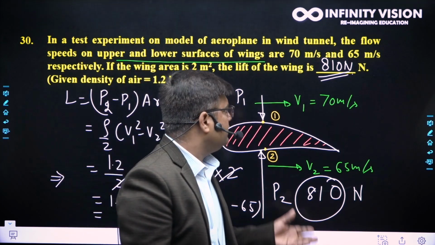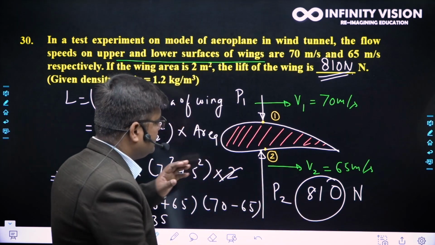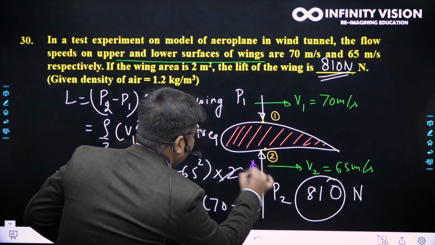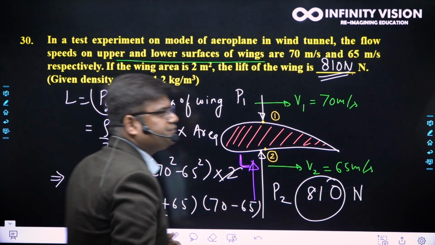As you can see, the direction of this lift, one more thing, will be in the upward direction. This lift will be in the upward direction.